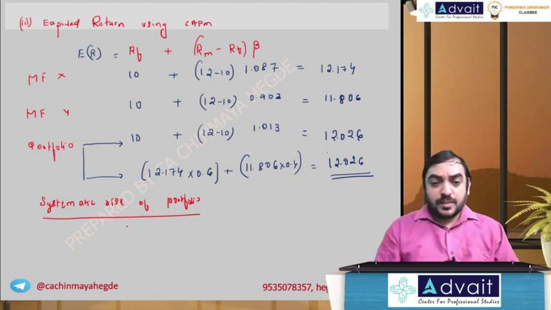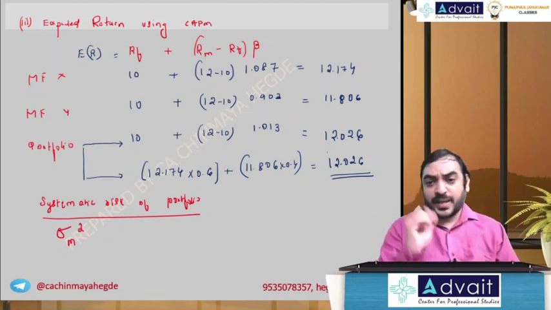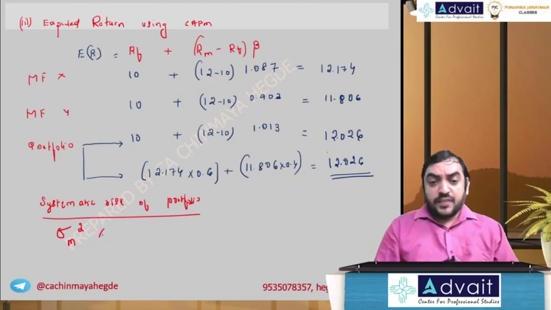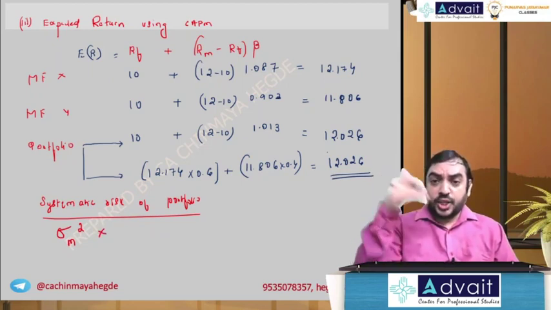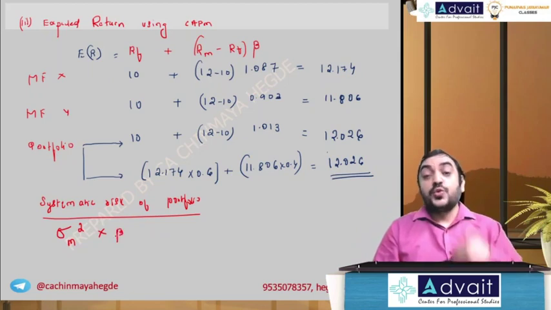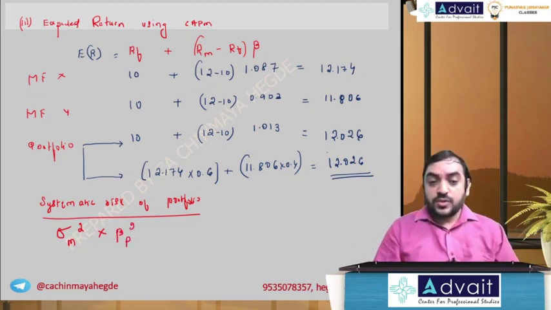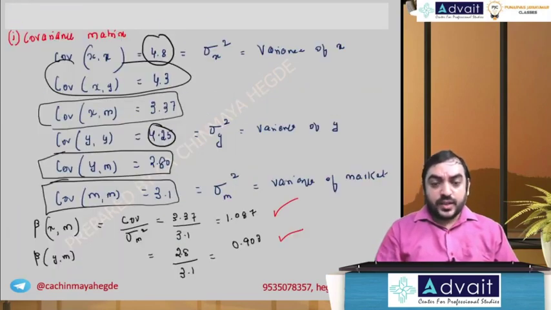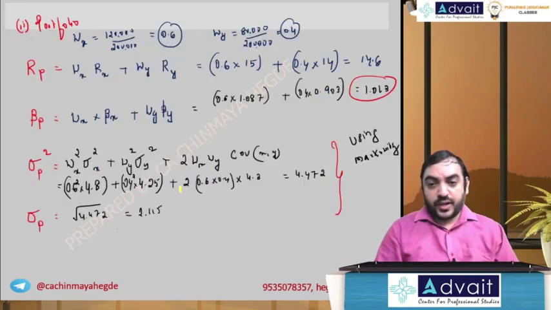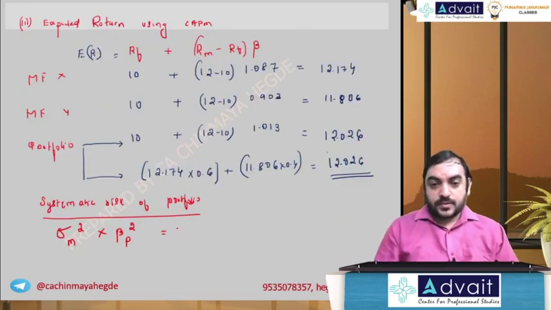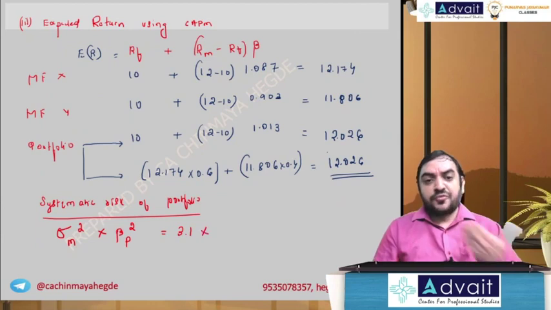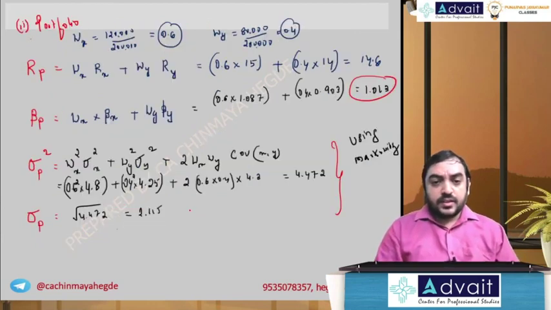So what is market risk? Market risk is going to be sigma m square. That is market risk, market variance. Then multiplied by, we need a portfolio risk. So from the market to come to portfolio, we use beta of portfolio square. So market variance, we have identified market variance. That is this one, covariance between market and market, 3.1. And beta of portfolio, I think we just calculated earlier, 1.013.